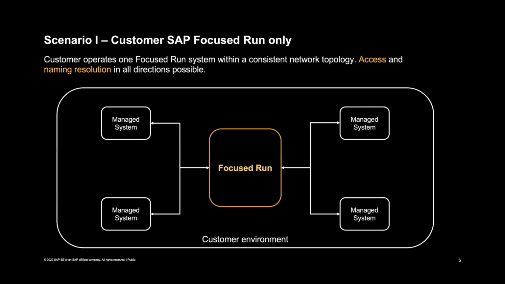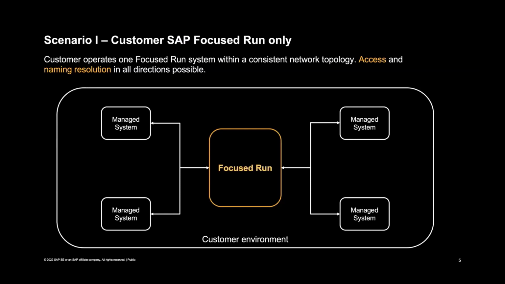Let's start with the simplest scenario, how a Focused Run installation can be deployed in a customer landscape. So we have a Focused Run, which is deployed in the customer's own data center and connects only to systems which are operated in the same data center or a neighbor data center, and where all the access and name resolutions in all directions are possible. So this is the easiest and most straightforward scenario, where no special considerations have to be applied. In such a scenario, Focused Run will work straightforward out of the box.